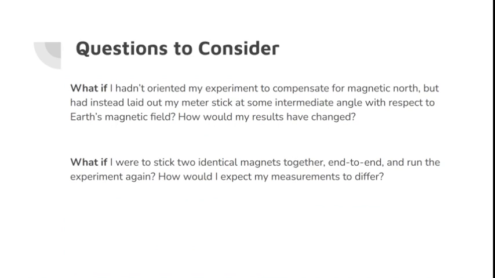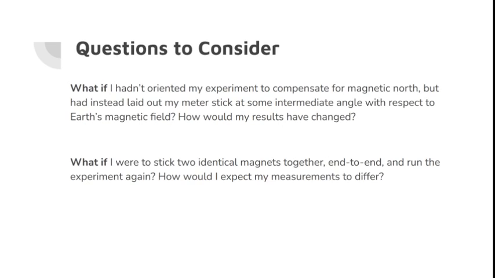Some questions to consider for this lab. What if I hadn't oriented my experiment to compensate for magnetic north, but had instead laid out my meter stick at some intermediate angle with respect to Earth's magnetic field? How would my results have changed? All of the magnetometer readings would have been skewed in the direction of magnetic north. And so therefore the values of K, mu, and n wouldn't be as accurate as they are in the lab because I did compensate for magnetic north.